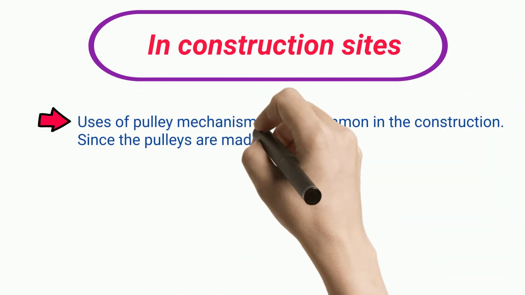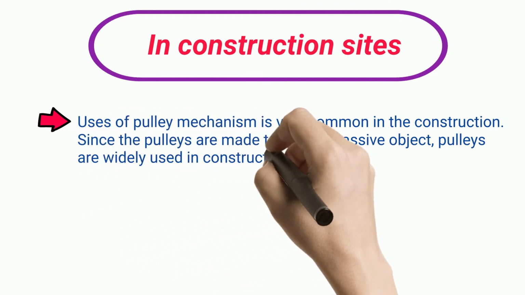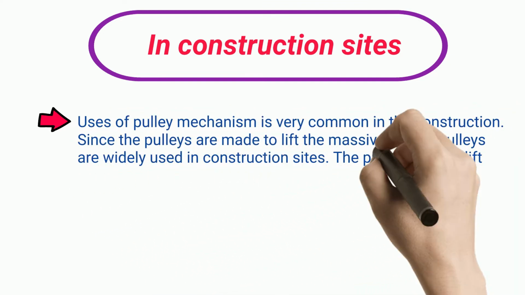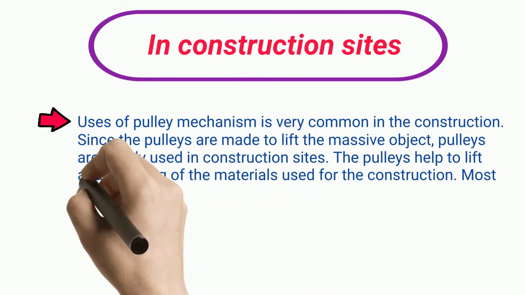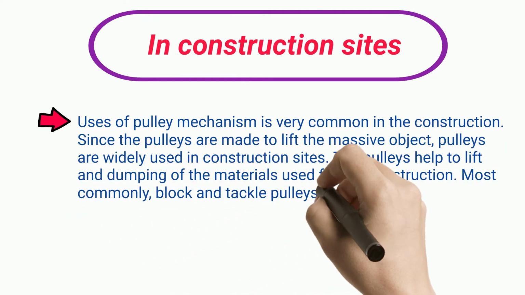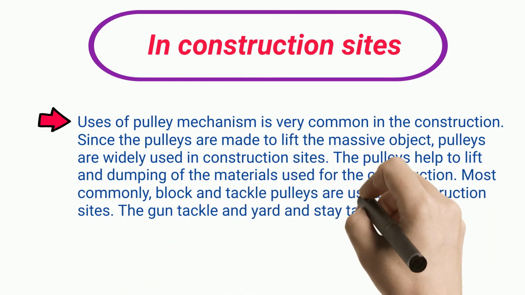Since the pulleys are made to lift massive objects, pulleys are widely used in construction sites. The pulleys help to lift and dump the materials used for the construction. Most commonly, block and tackle pulleys are used in construction sites. The gun tackle and yard and stay tackle pulleys are widely used.